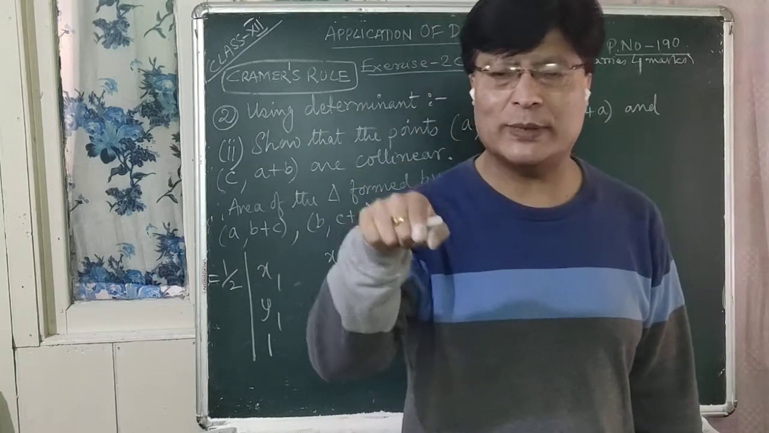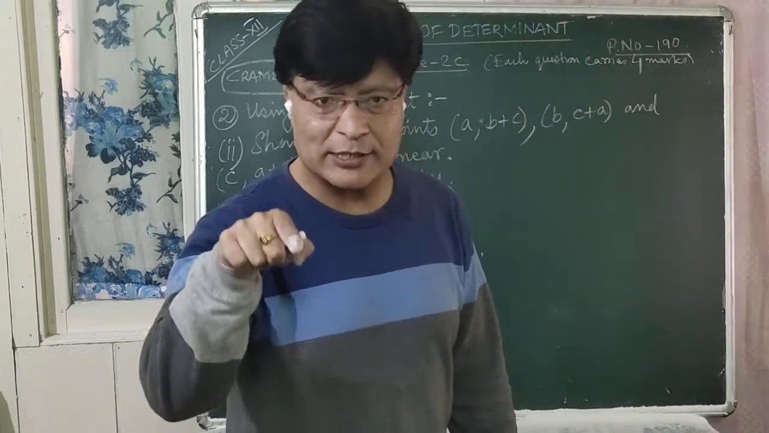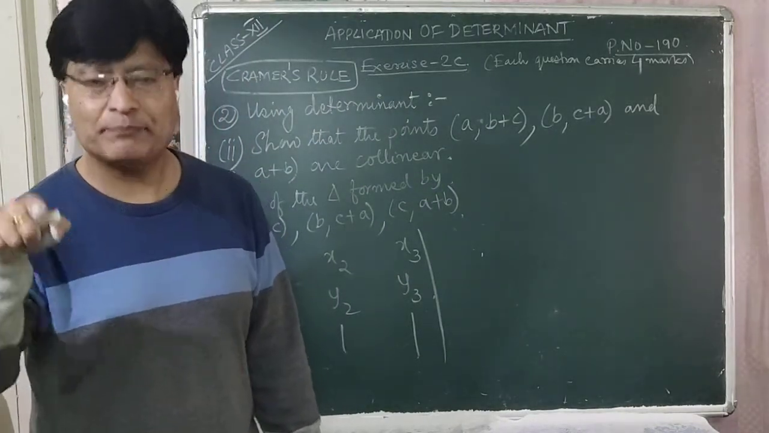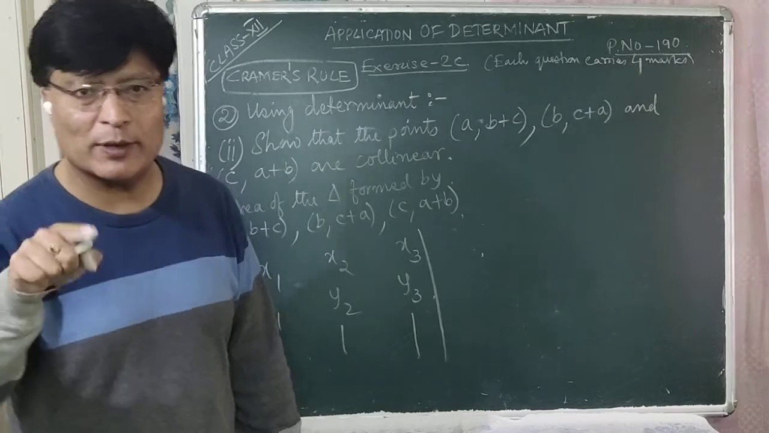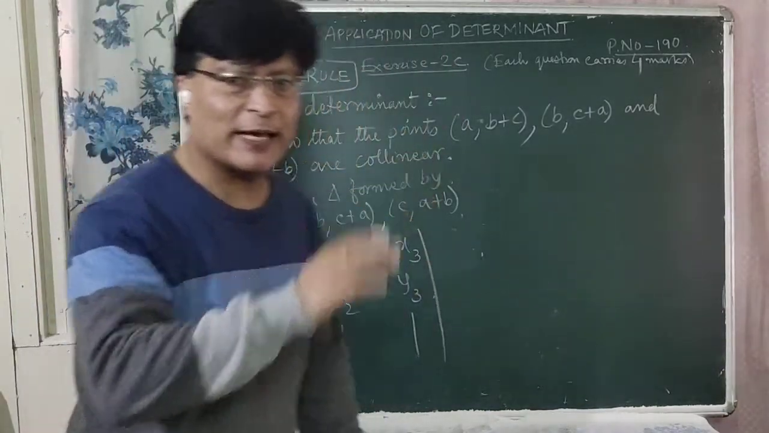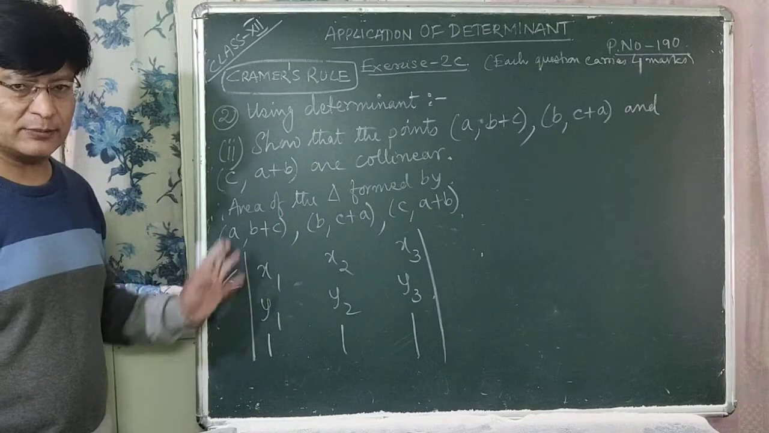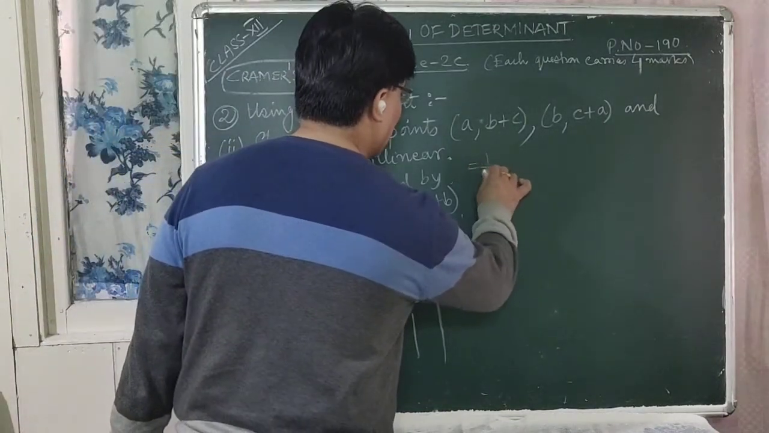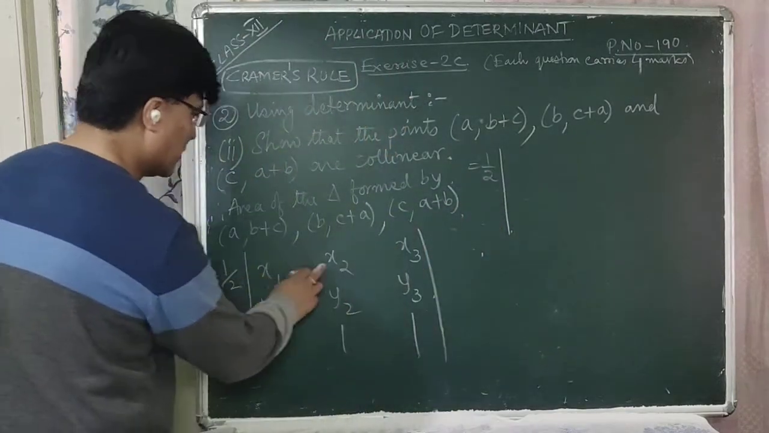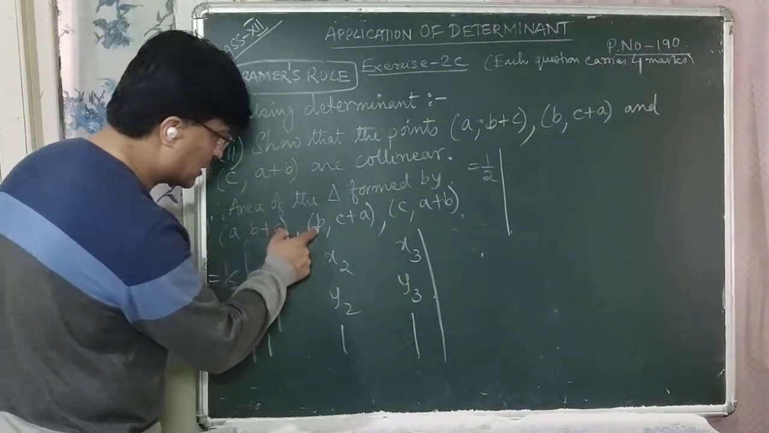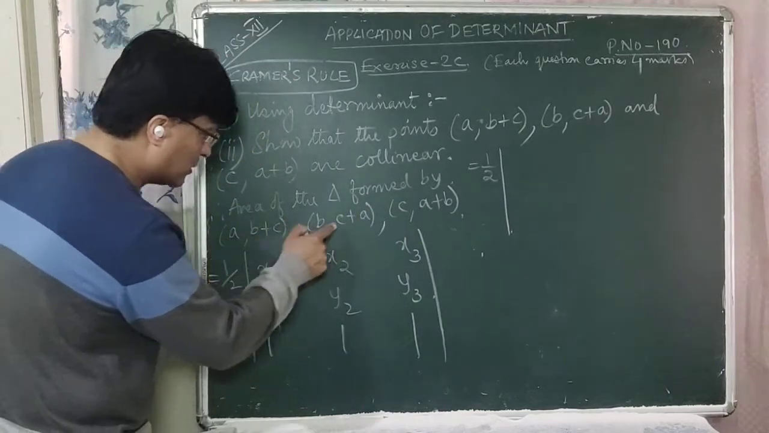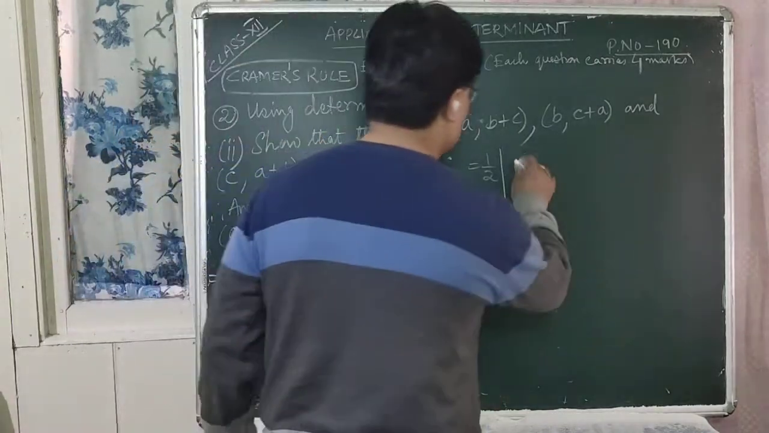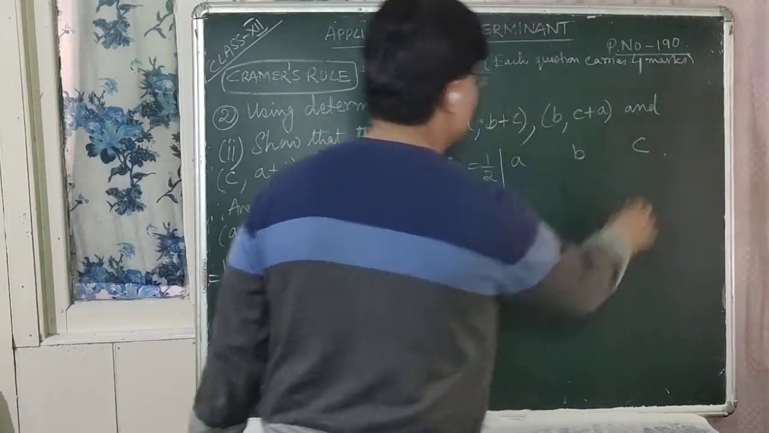x1 within bracket y2 minus y3, minus x2 within bracket y1 minus y3, plus x3 within bracket y1 minus y2, and that expansion is written in terms of this determinant, right? So let us put the value now. Is equal to half. What is x1, x2, x3? This is x1, this is x2, this is x3. This is y1, this is y2, this is y3, right? What is x1, x2, x3 here? A, B, C. So this is A, B, C, right?